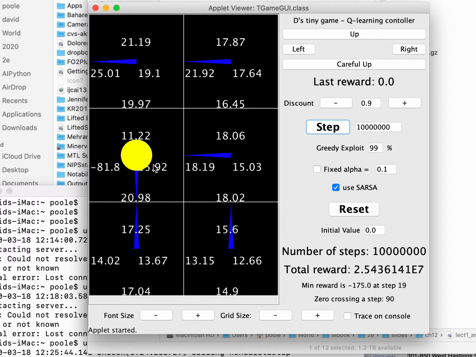Notice the values here are higher than they would be with a greedy exploit of 90%. As you get closer and closer to 100%, you're getting closer and closer to Q learning, except that it might not explore enough to actually find the optimal policy. So that's the idea of on-policy versus off-policy learning.